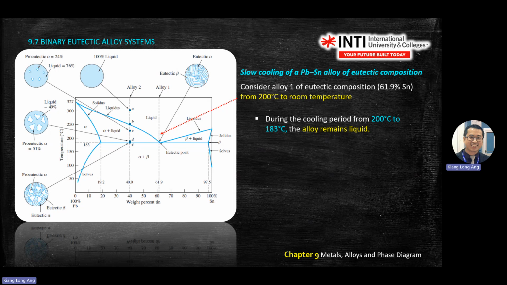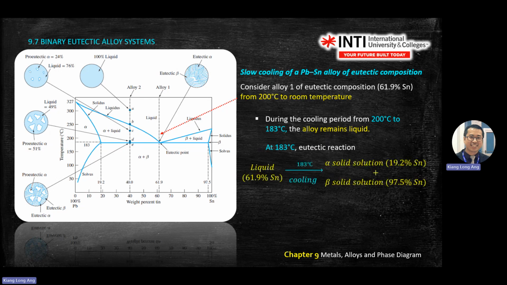So you need to know how to explain. These are the steps: at what temperature, what do you see? And then at another temperature, what do you see? So from 200 to the eutectic point, you see liquid. At 183, you get the eutectic reaction. You write the eutectic equation: liquid becomes alpha plus beta solid solution. You write this one. Okay. So for this one you write how many percent of the liquid, then how many percent of A and B.